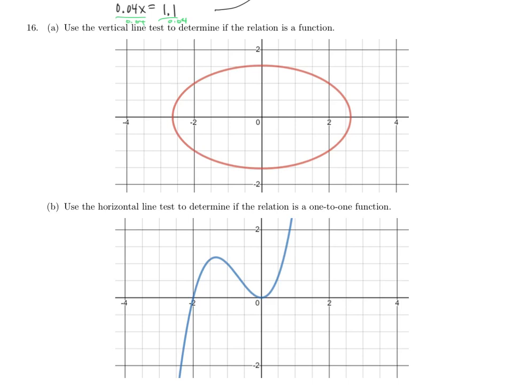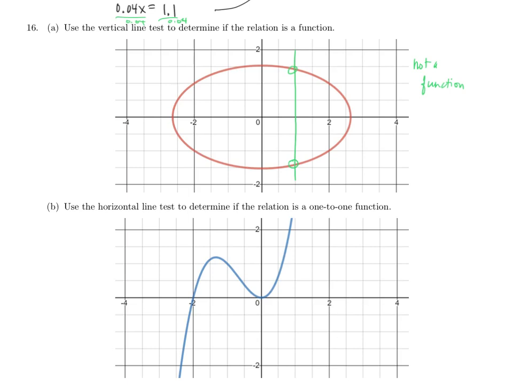So the vertical line test is you simply drawing a vertical line through your graph. If it passes through more than once, that means it is not a function. So this is not a function. So at any point, if I can draw a vertical line on the graph anywhere that it passes through more than once, it's not a function.